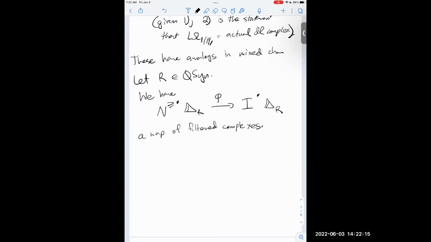Okay, so we have this map of filtered complexes, and on gr^i, we obtain a map, which I'll call phi sub i, and it goes from the ith associated graded piece of the prismatic complex. So I'm writing that as N^i.